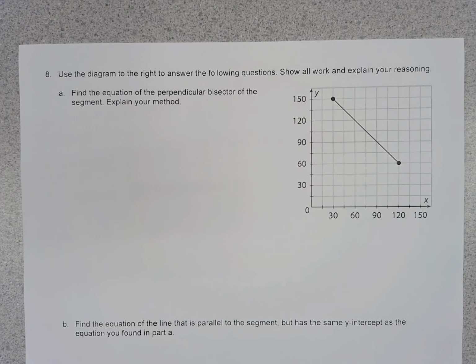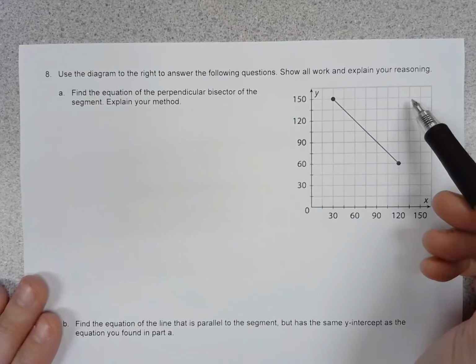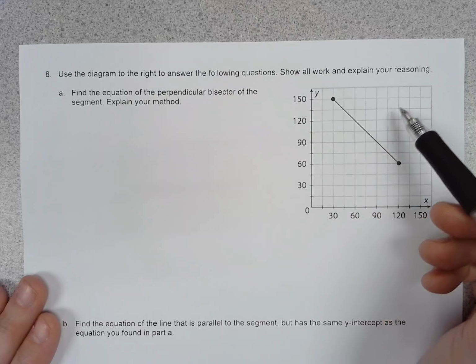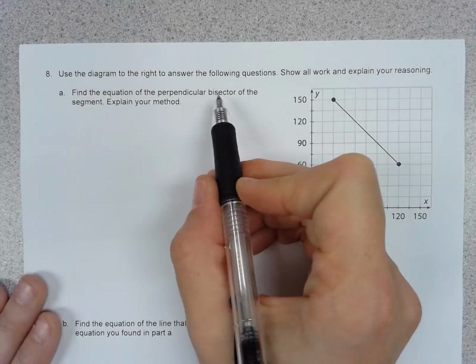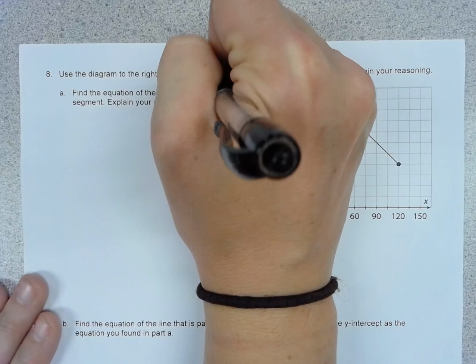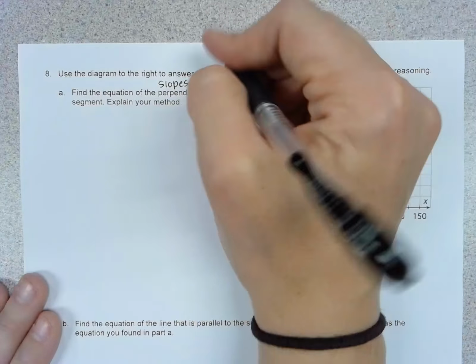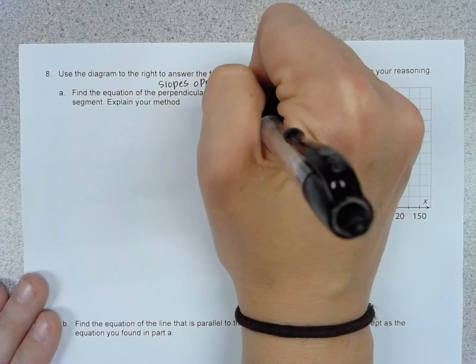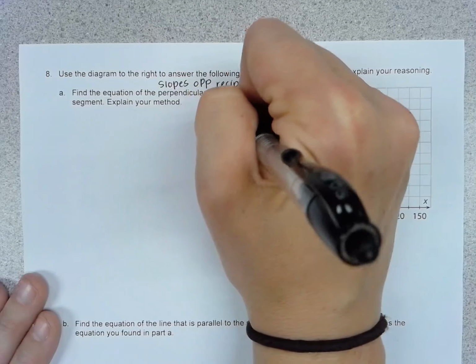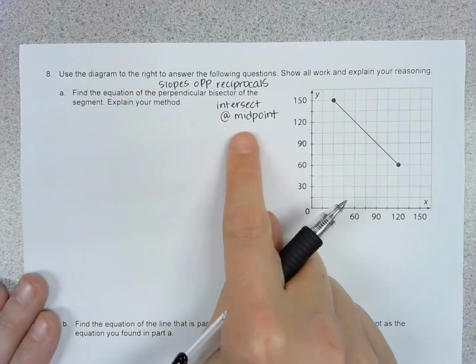So if it's perpendicular, that means that it intersects it at 90 degrees, so it's going to be something like this. And if it's perpendicular, that means that the slopes are opposite reciprocals. If it's a bisector, that means that it's going to intersect that segment at its midpoint. And so we already know we have a formula that we use to find midpoint.